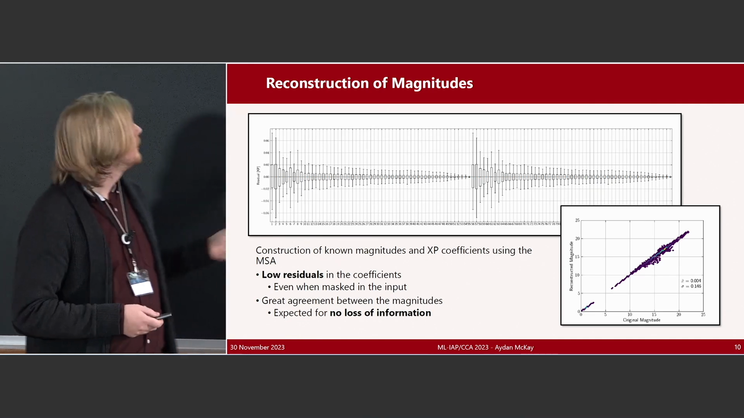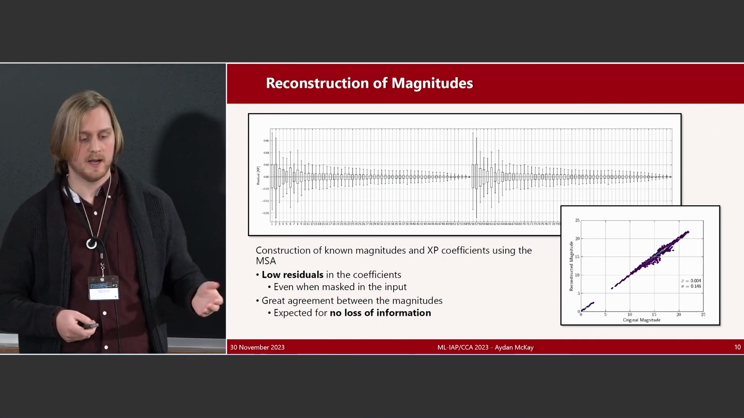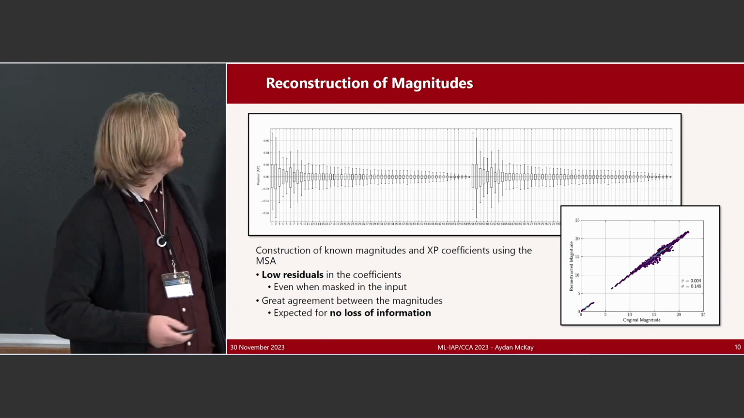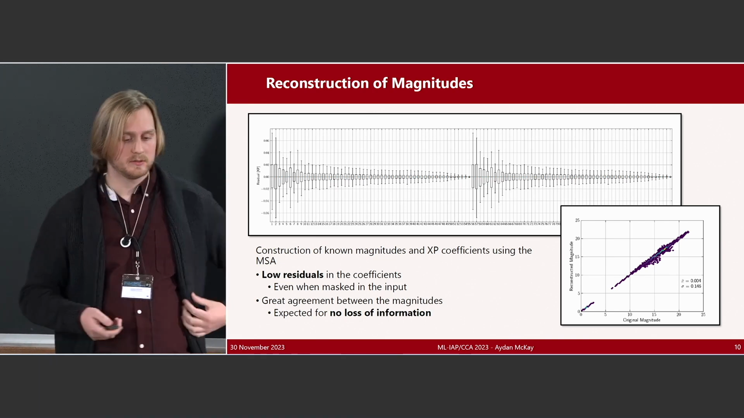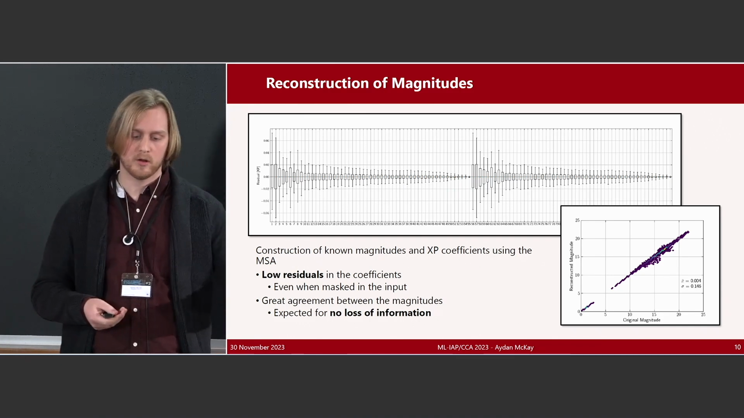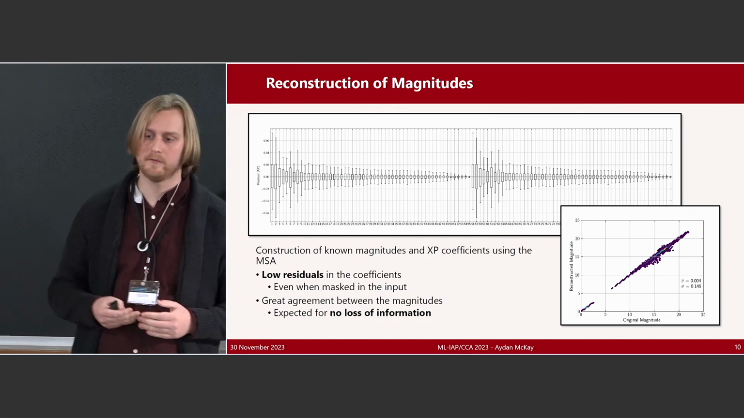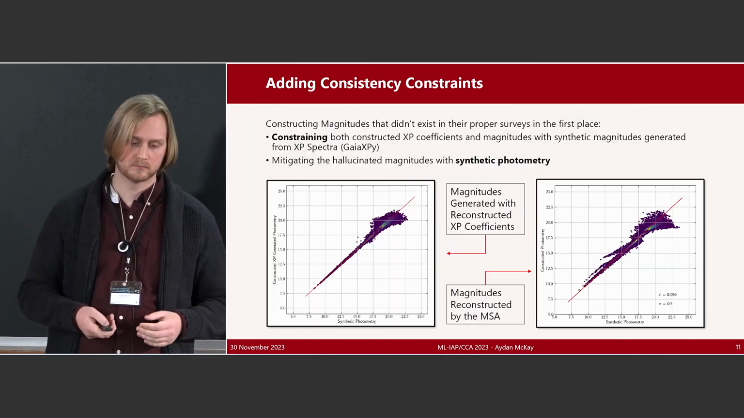And so what we're showing here is that even though 50% of the time these XP coefficients are completely masked, we are getting extremely good residuals. On the right, we're showing the plot of when the magnitudes weren't masked, but it is showing that there's no loss of information within this embedded dimension.